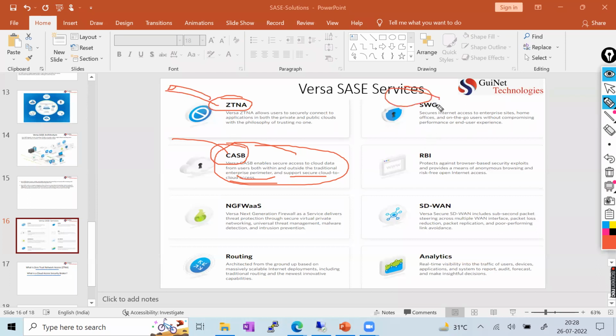Secure web gateway: let's say you are accessing any internet-based application, working from home or from office, it acts as a web gateway proxy. They do URL filtering, file blocking, and allow or disallow unauthorized and authorized access. All these things are going to happen.